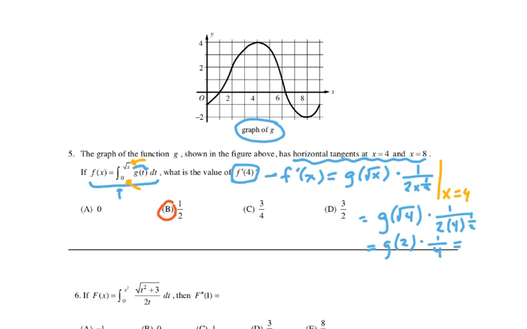Now, to find g of 2, we're going to have to go back to our graph, because the graph is of g of x. So look at the graph at x equals 2, right over here. And g of 2 is 2. The y value is 2 times 1 over 4, 2 over 4, or final answer, 1/2.